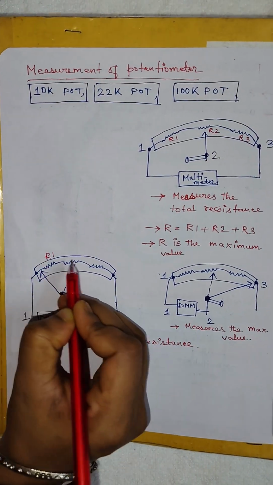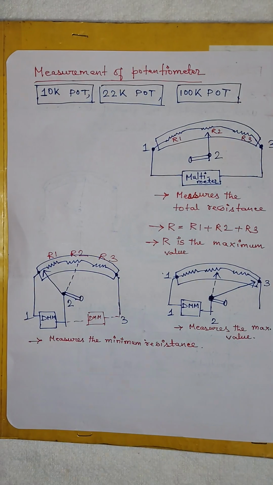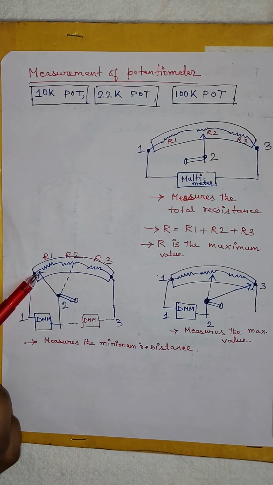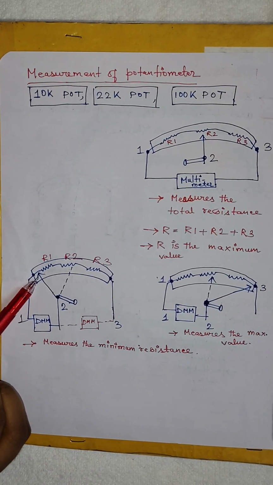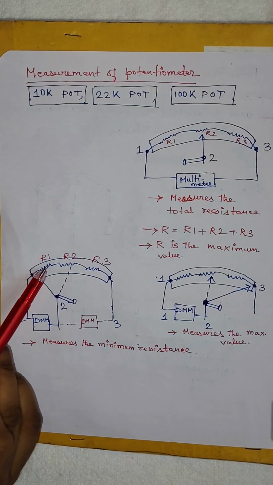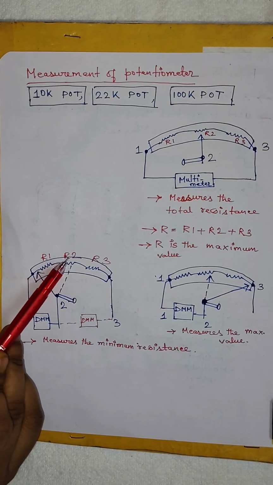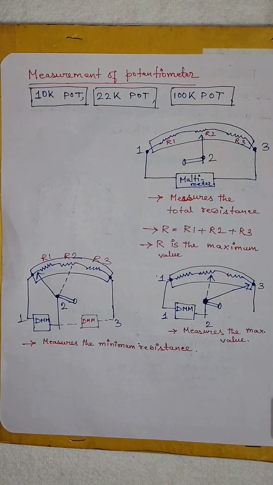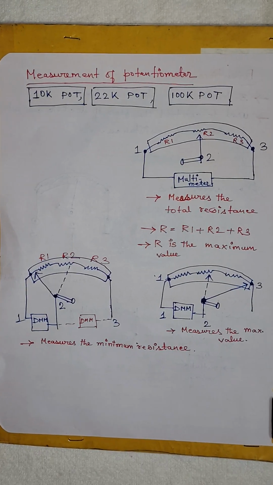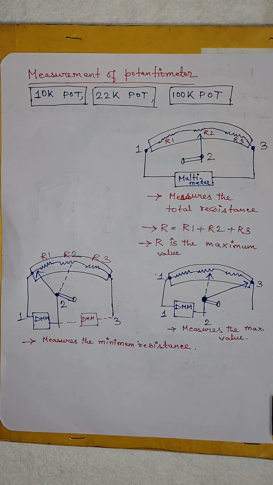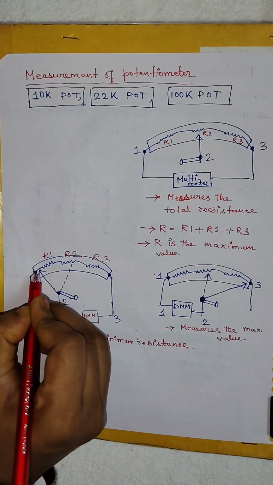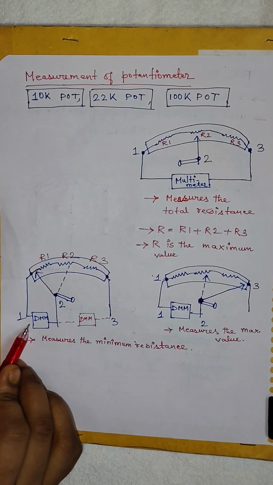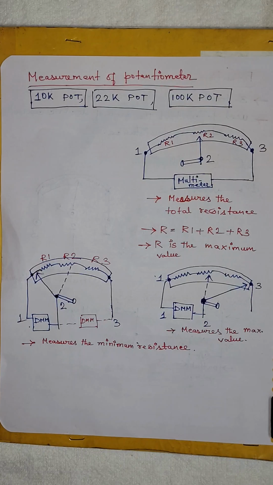Why? Because if this is R1, this is R2 and this is R3, then you can see the terminal 2 position is basically placed at the minimum end of the potentiometer, and at this end no resistances like R1, R2 and R3 are connected. So DMM will measure the minimum resistance of the potentiometer. Why am I saying the minimum resistance and that should not be 0 ohm? Because this connecting lead also has some resistance value, and that will be shown by the DMM. Maybe it will be 1 ohm to 2 ohm.